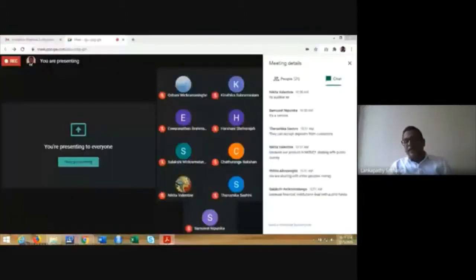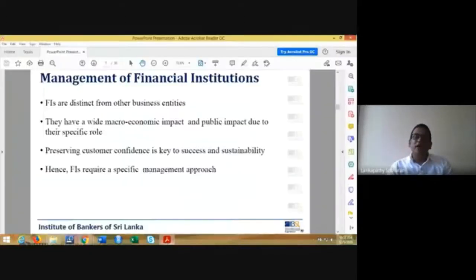Yeah, there are several answers. The first one says that it is a service provider. The second one, there was an answer that they can accept deposits from the customers. This answer is somewhat close to the answer. The third one, there's an answer: because our product is money, dealing with public money. Yeah, exactly. That may be the answer. We are dealing with other people's money because financial institutions deal with public funds. Of course, you all are more close to the answer.